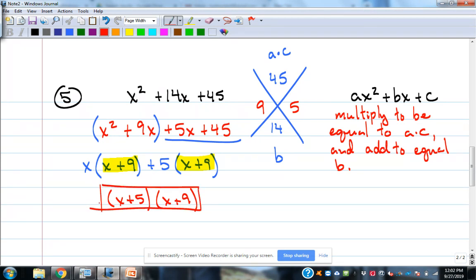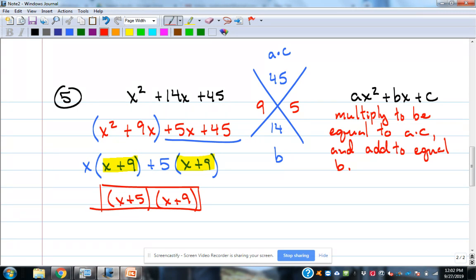Now, I will tell you that there is a shortcut when there's a 1 in front of x squared. If you're remembering factoring from Algebra 1, you know that if there's a 1 in front of x squared, once you get the x set up, you can go straight to your factors. Because here we got x plus 5. That's a positive 5 over there, isn't it? That's a positive 9, so that's x plus 9.